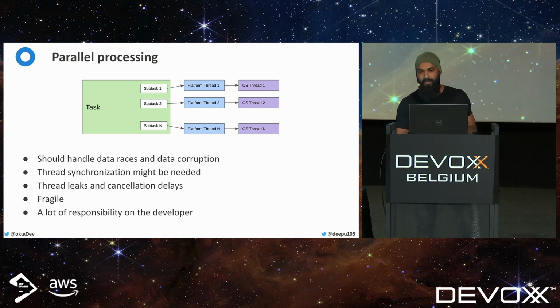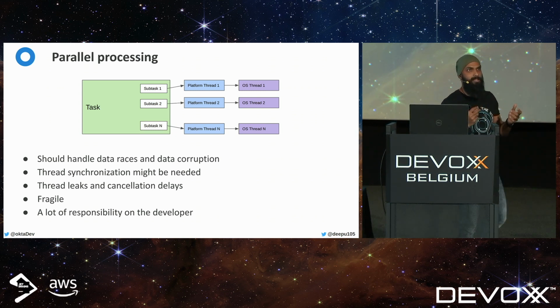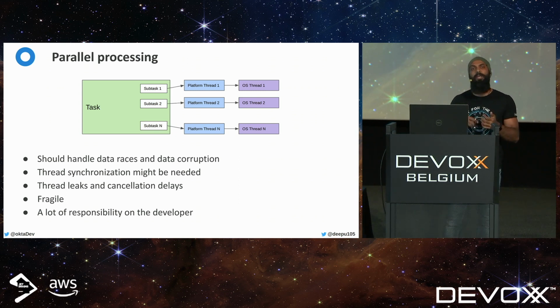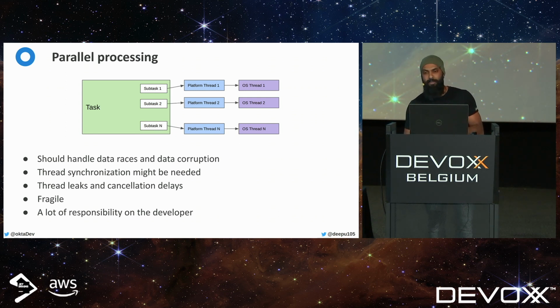So the implementation, when you split the task into multiple subtasks spread across multiple threads, becomes very fragile, and it puts a lot of responsibility on the shoulders of the developer to ensure that there are no multi-threading related issues.